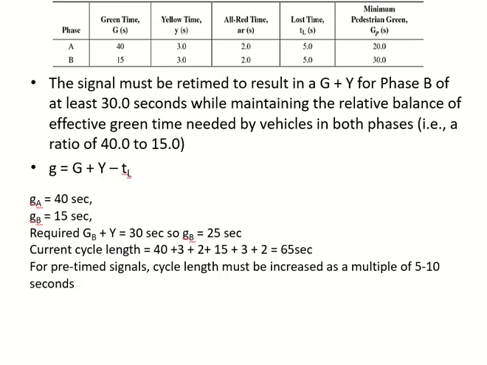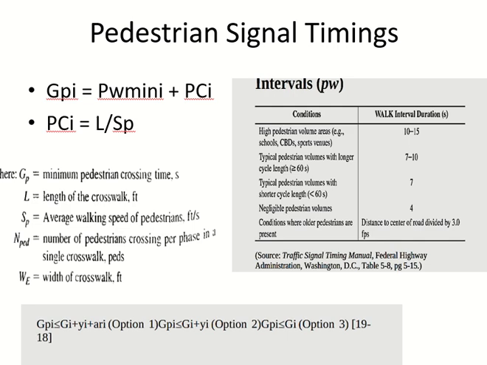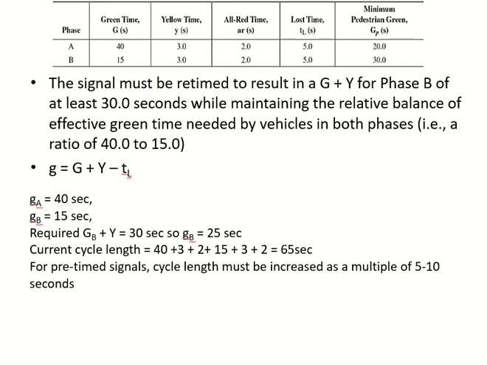So this is an example of if you do the check and you found that there is a problem, then what you should do. Okay? So first of all, green, yellow and all red time is given for each phase. Lost time is also given for each phase, and then we have the pedestrian required time. Okay, so they already used this equation, GP, and they gave me the value of GP.